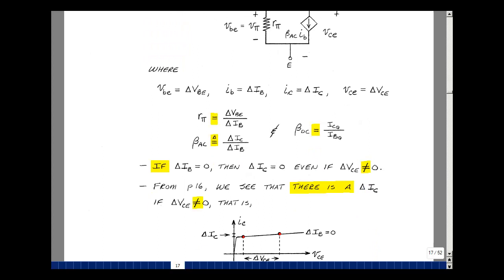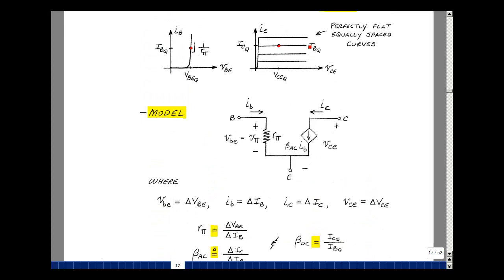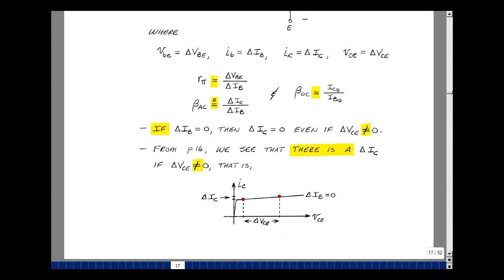Now, if there's no change in base current, there's no change in collector current. Go back and look up here. So here's the change in base current. If the base current doesn't change, then the collector current doesn't change, no matter what the collector emitter voltage is. But we saw in our last video on page 16 that there was a change in collector current when the change in collector emitter voltage wasn't zero. In other words, if you had a change in collector emitter voltage, there was a change in collector current. The model we developed in Chapter 5, which is also at the top of this page, doesn't reflect this change in collector current, so it won't model this accurately.